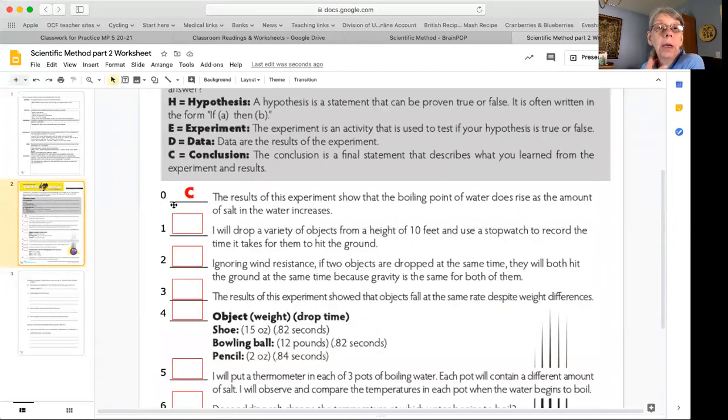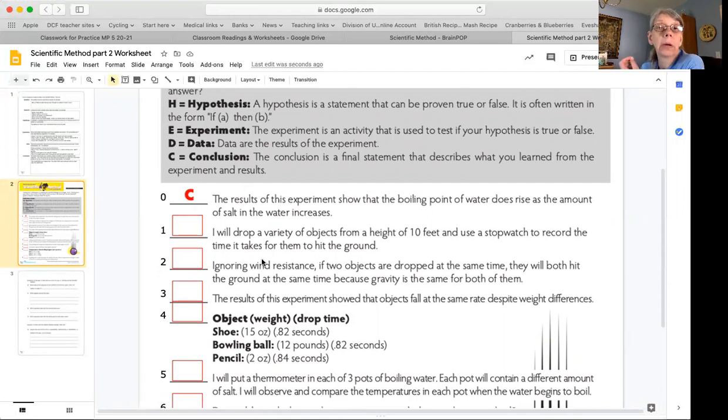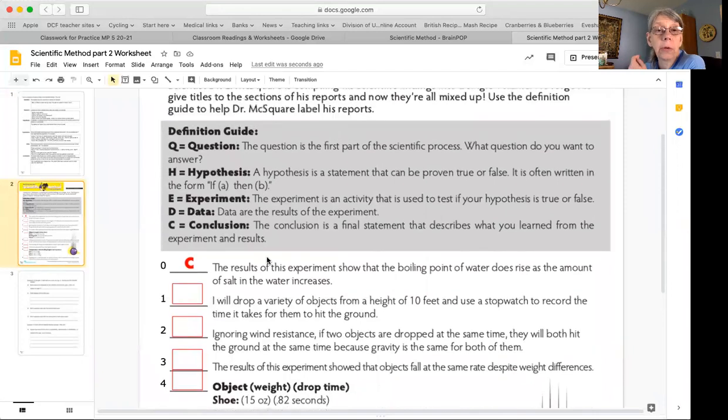We already have one here. Here we have a conclusion. The results of the experiment show that the boiling point of water does rise as the amount of salt in the water increases. So now we have the conclusion for the boiling water experiment. There's another conclusion in here somewhere: two different questions, two different hypotheses, two different experiments, and two different sets of data. You sort them out, just put the right letter on the blank.